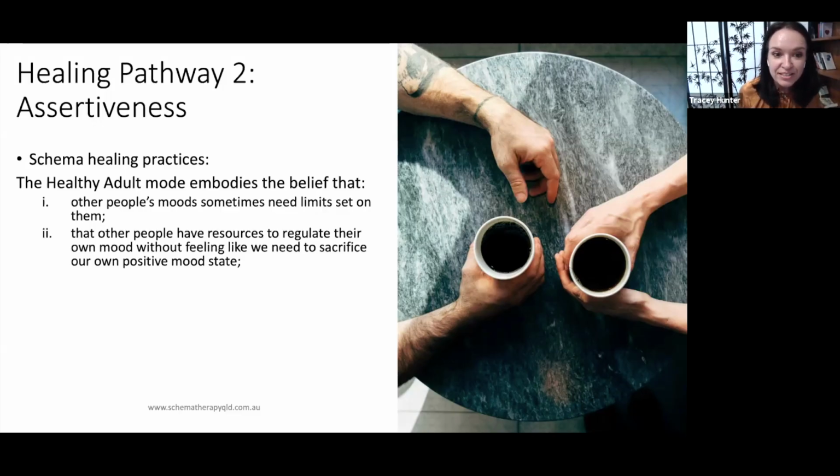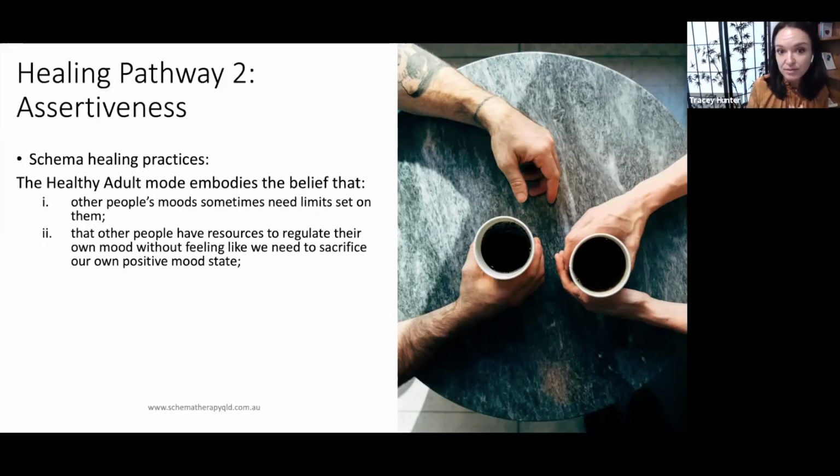Another belief would be that other people have the resources to regulate their own mood without us needing to sacrifice our own positive mood state. So when we start to believe that all adults have a prefrontal cortex that is fully developed by the age of 30, all adults have a resource in their brain, which means they can choose to regulate their own mood, be very intentional and conscious about how they're going to manage their mood and the impact of their own mood on a partner.